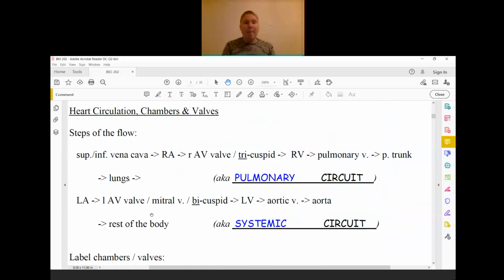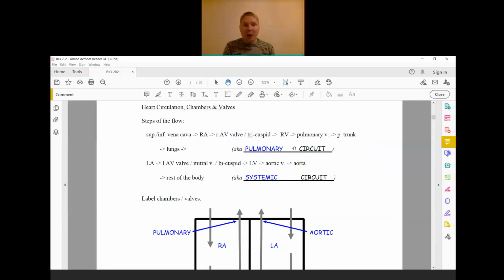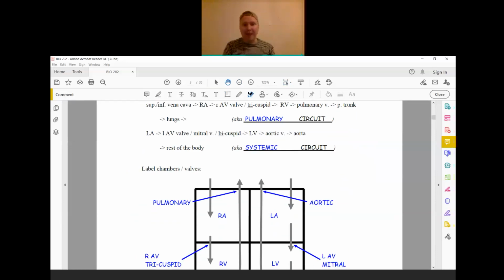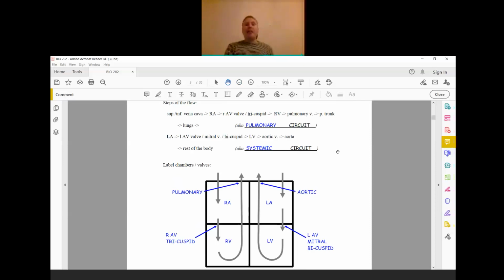Well, next thing that we're going to do, we're going to talk about the flow of the blood through the heart. And we're going to also talk about different chambers that we have in the heart, and different valves that we have in the heart. So let's have a look at all of this. Like I told you earlier on when we first looked at the heart, the simplest way of drawing the heart is by drawing a box that you divide into 4 parts. That's your heart. Each one of these smaller boxes is a specific chamber.